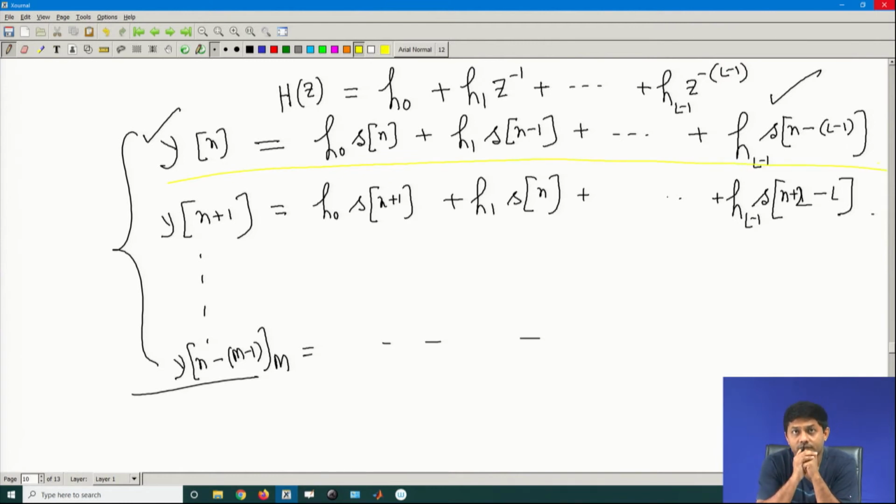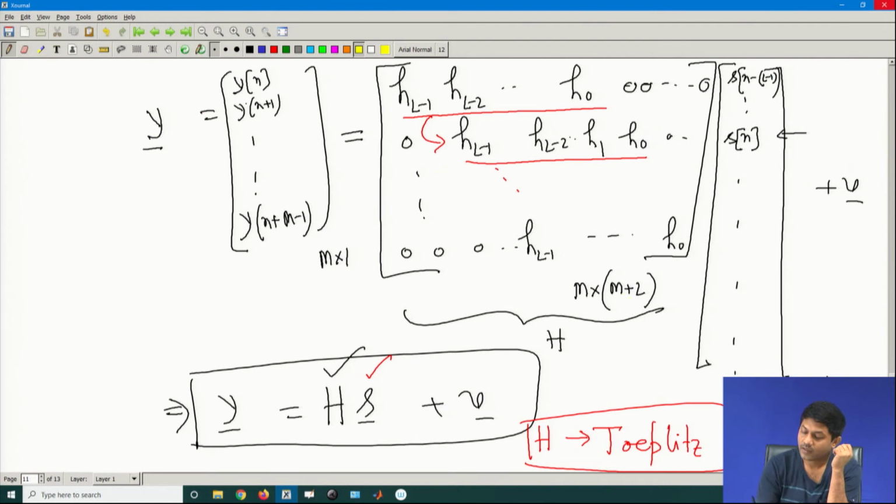take this data. Now, you have one observation and you have L unknowns, S n, S n minus 1 till S n minus L plus 1, L unknowns, one observation. Can I do a good detection of my S n? Can I do a good estimation of my S n? Probably no. So, I have to increase my observations as well. Now, another problem is that even if you increase your observations, this length will start increasing.